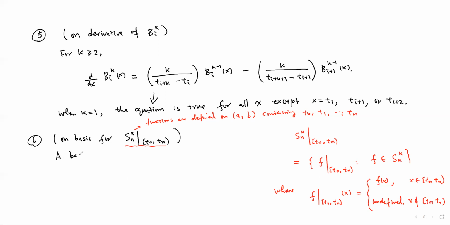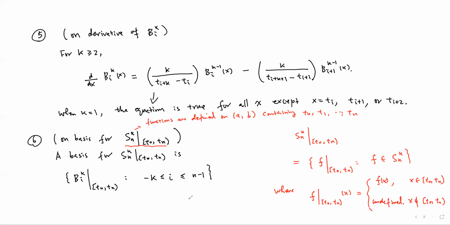A basis for S_{n,k} restricted to [t_0, t_n] is the following: B_{i,k}. This B_{i,k} has domain from negative infinity to positive infinity; now restrict the domain to [t_0, t_n]. The index i goes from negative k to n minus 1.